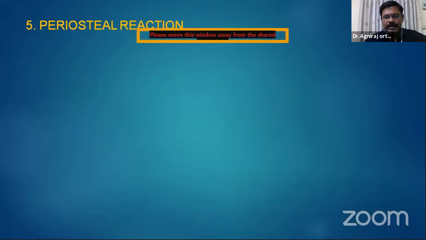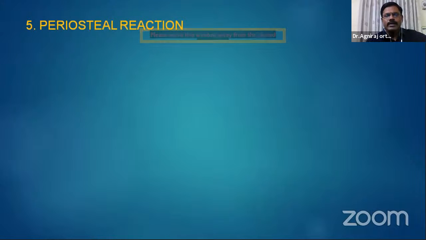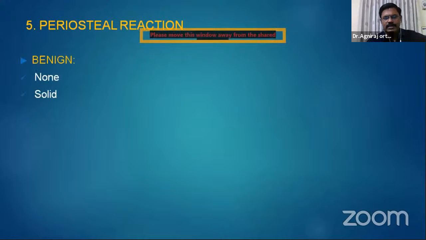So coming to the periosteal reaction. Now, what is the bone doing to the tumor? For any bone tumor, there will be some periosteal reaction. The bone will respond in the form of periosteal reaction. You should remember, periosteal reaction is not specific for any bone tumor. You can even see periosteal reaction in osteomyelitis, infection. Even in fracture, callus is a periosteal reaction.